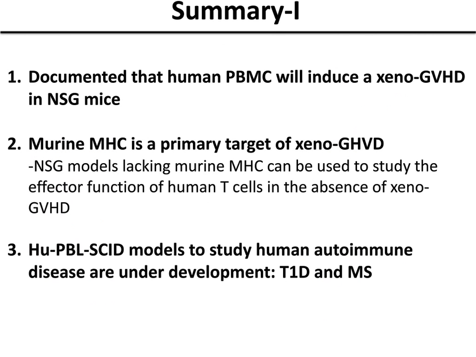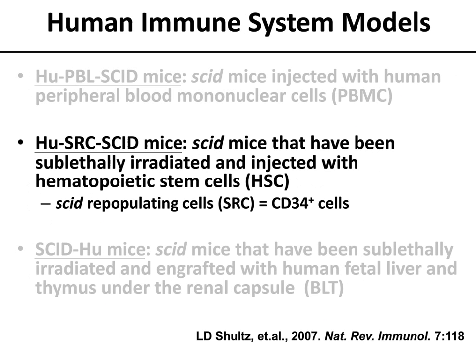Now, where we really like to move all these models would be to study human autoimmunity in these, and where we get PBMCs, for example, from type 1 diabetics and MS patients, and study their biology in these mouse models. So this brings us now to the second model that we use to study human immunology in these mice, which is the Hu-SRC-SCID mouse. Again, these are animals injected with hematopoietic stem cells and grow a complete human immune system.